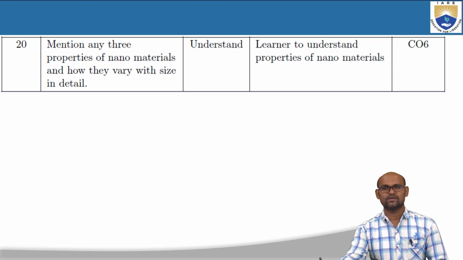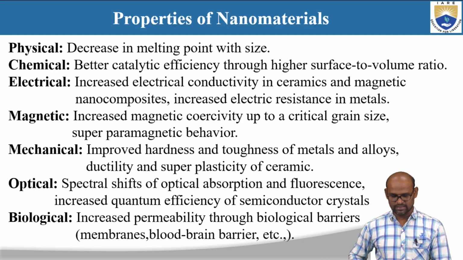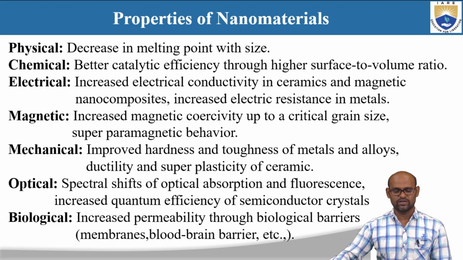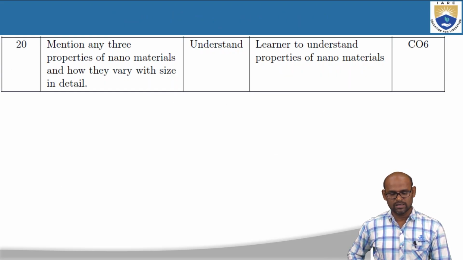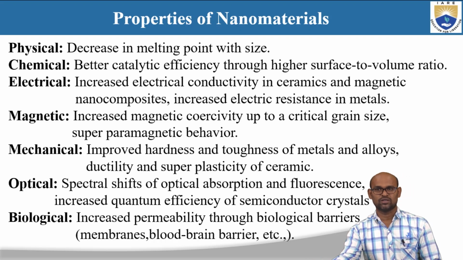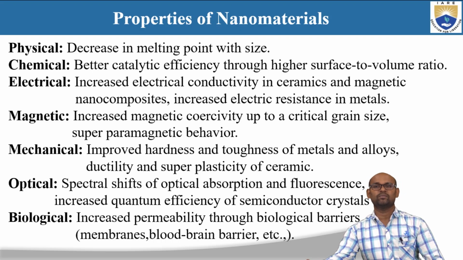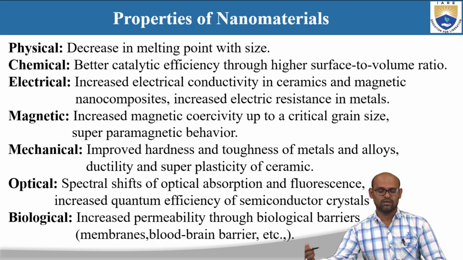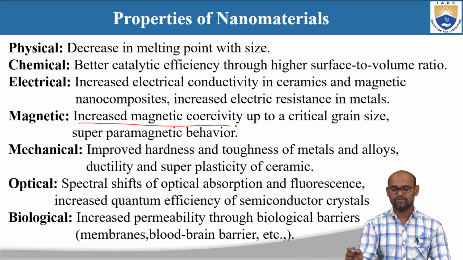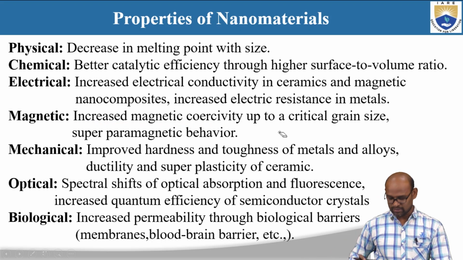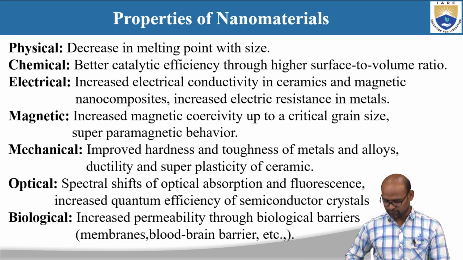Mention any three properties of nanomaterials and how they vary with size in detail. So again, there are many properties given here. When we go from bulk to nano size, the material properties change. For example, the melting point will decrease when you go from bulk to nano. Materials which are not catalytic will become catalytic. Insulators will become conductors. For magnetic properties, they will exhibit superparamagnetic behavior, and for mechanical properties, improved hardness, toughness, and ductility when you go from bulk to nano.